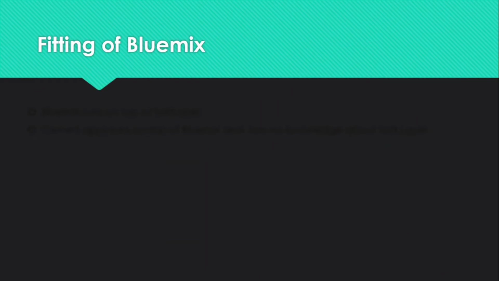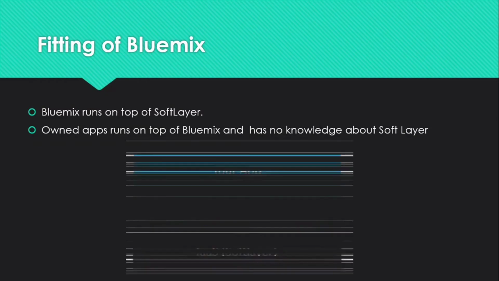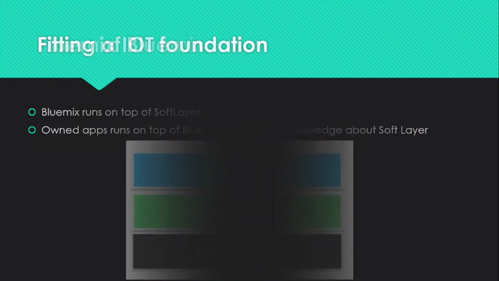So how does Bluemix fit into this? Bluemix runs on top of SoftLayer. So there are three layers: your apps, Bluemix, and below that is SoftLayer. Apps run on top of Bluemix and have no knowledge about SoftLayer. So this is the architecture of Bluemix. It consists of your app at the top level, PaaS, platform as a service, Bluemix at the middle layer, and IaaS, infrastructure as a service, SoftLayer at the bottom layer.